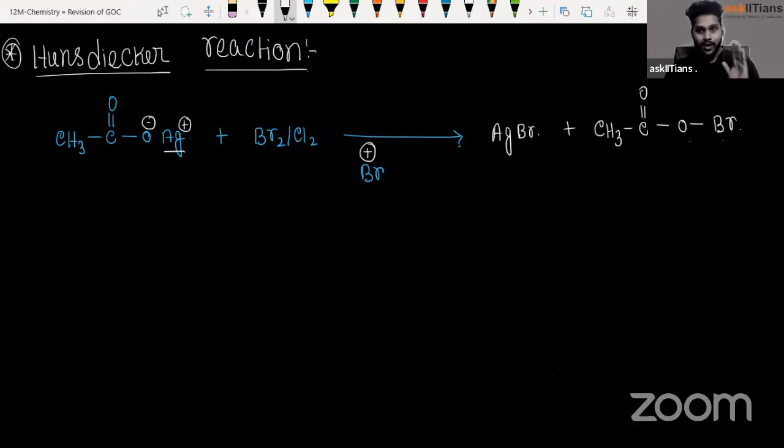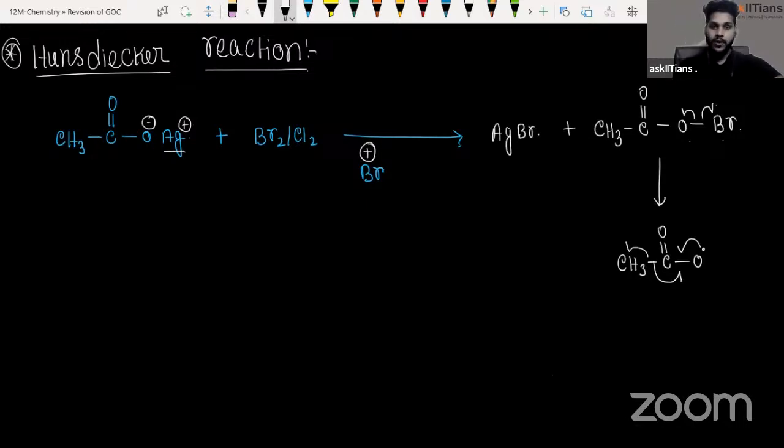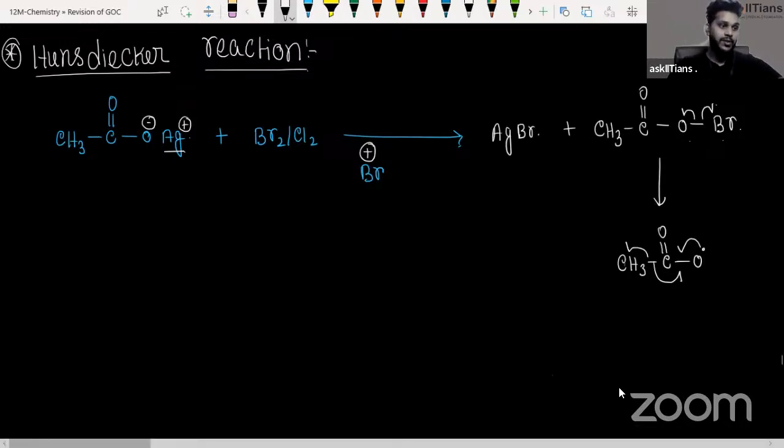As the electronegativity difference between oxygen and bromine is not that much, this molecule is now going to break by homolytic cleavage, and you would make a radical in there. So this is the free radical that you would form. All right. Now, this free radical would initiate this particular mechanism that you can see right here.